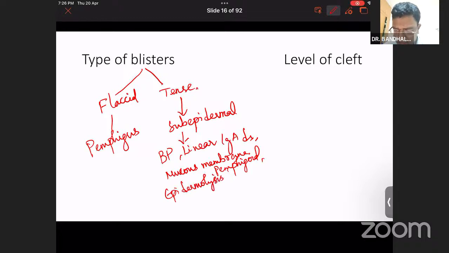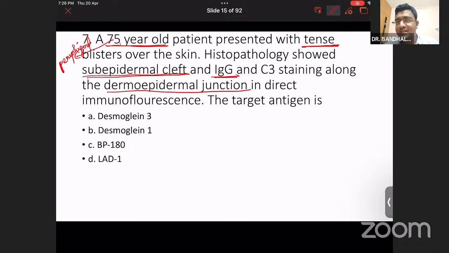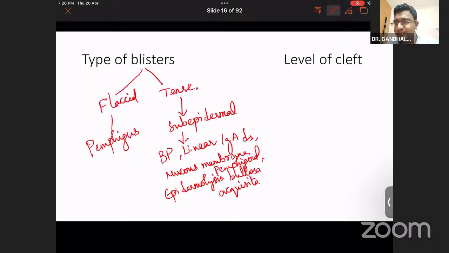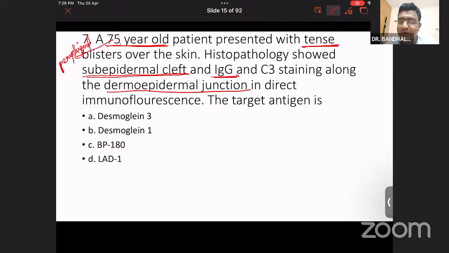Epidermolysis bullosa acquisita and all. And here if you see histopathology also, it is more of a subepidermal cleft. Subepidermal. So obviously desmoglein 3 and 1 are out, which are common in the pemphigus group of disorders. So we are left with two things, BP 180 and LAD1. BP 180 is associated with bullous pemphigoid, linear IgA disease is associated with LAD1.